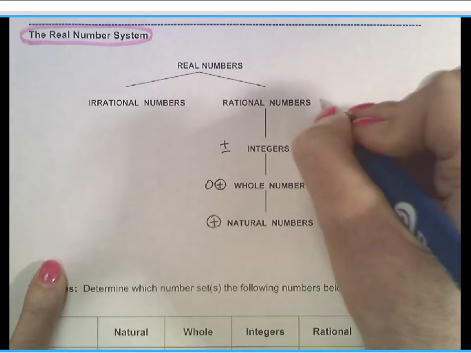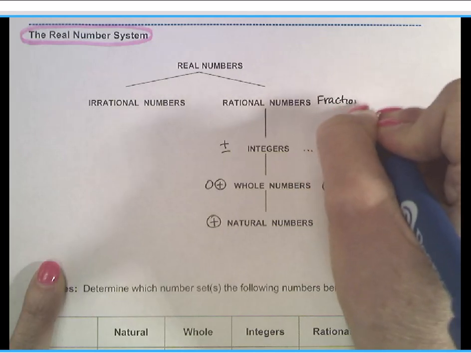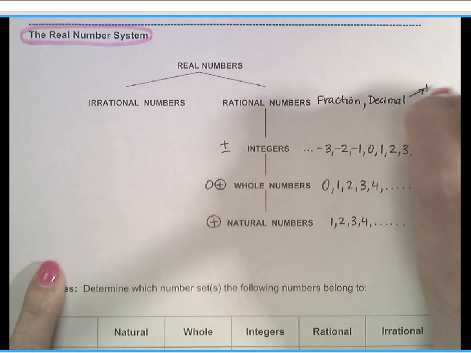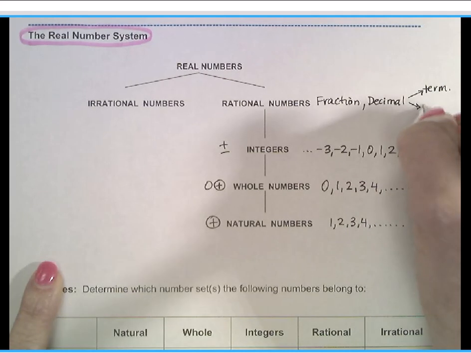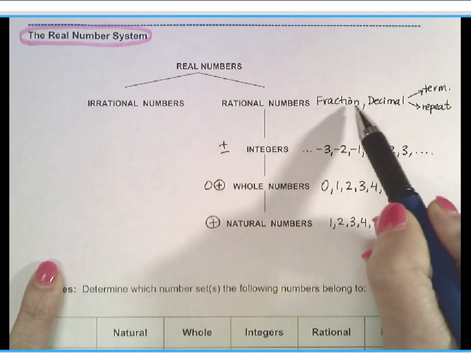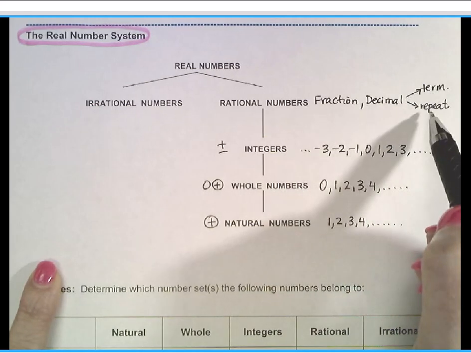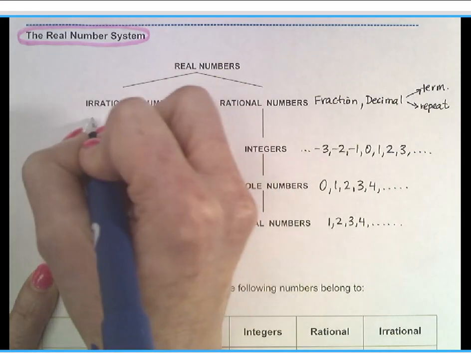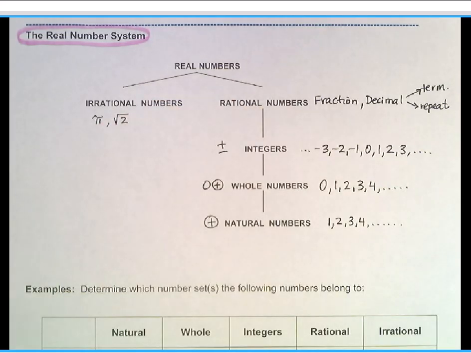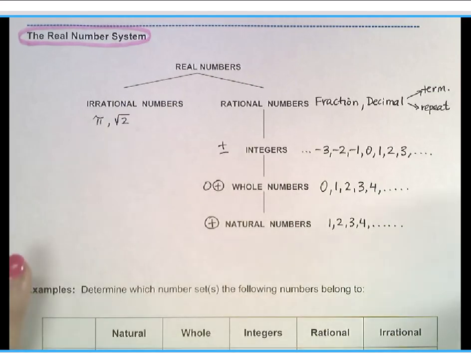The rational numbers are the ones that you can write as a fraction or as a decimal. If you write them as a decimal, it will either terminate, meaning it stops, or it will repeat. So the rational numbers are all your fractions and your decimals that either terminate or repeat. The irrational numbers are the ones like pi and square root of 2, where you don't have perfect squares. So square root of 2, square root of 5, all these weird ones that give you crazy decimal numbers, those are the irrational numbers. And all of them come together to make the real numbers.